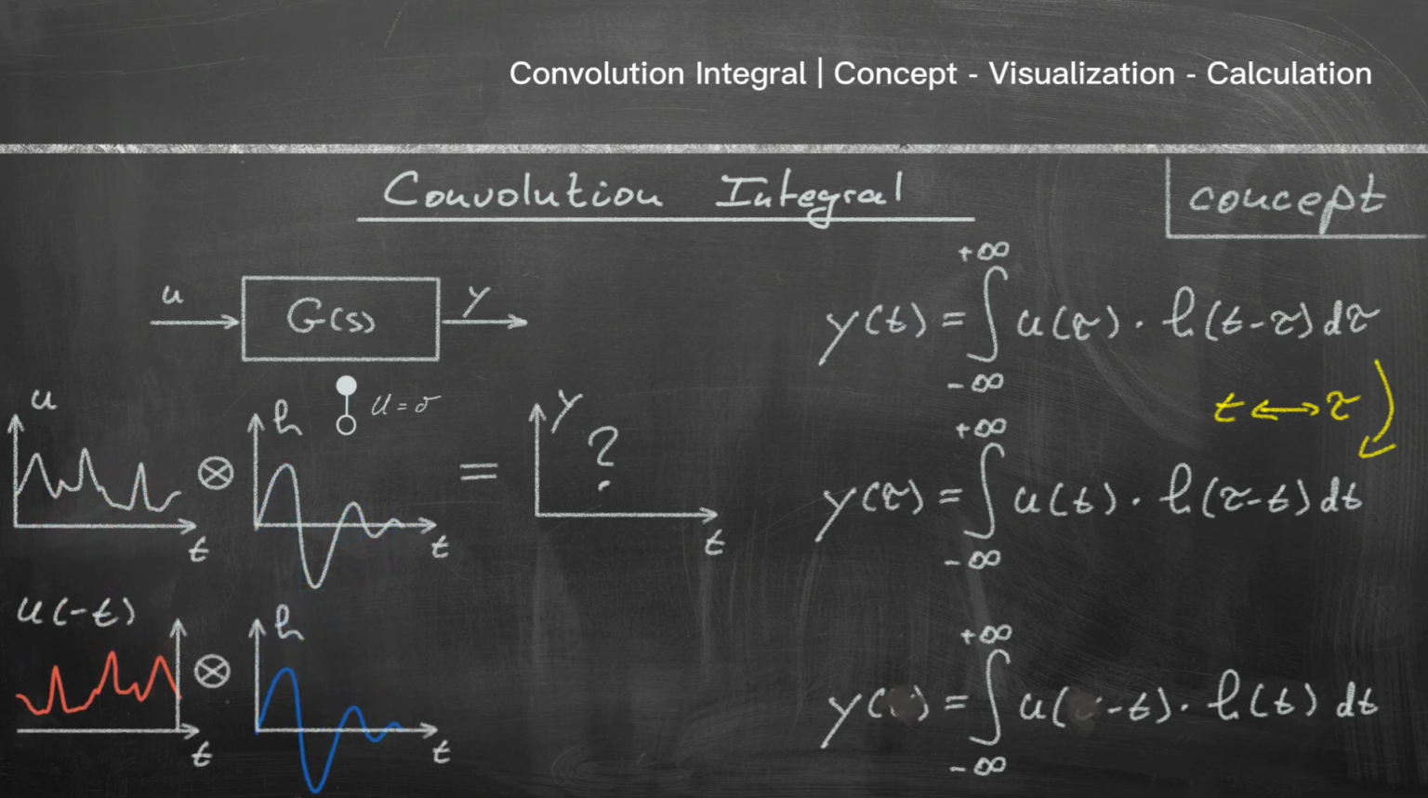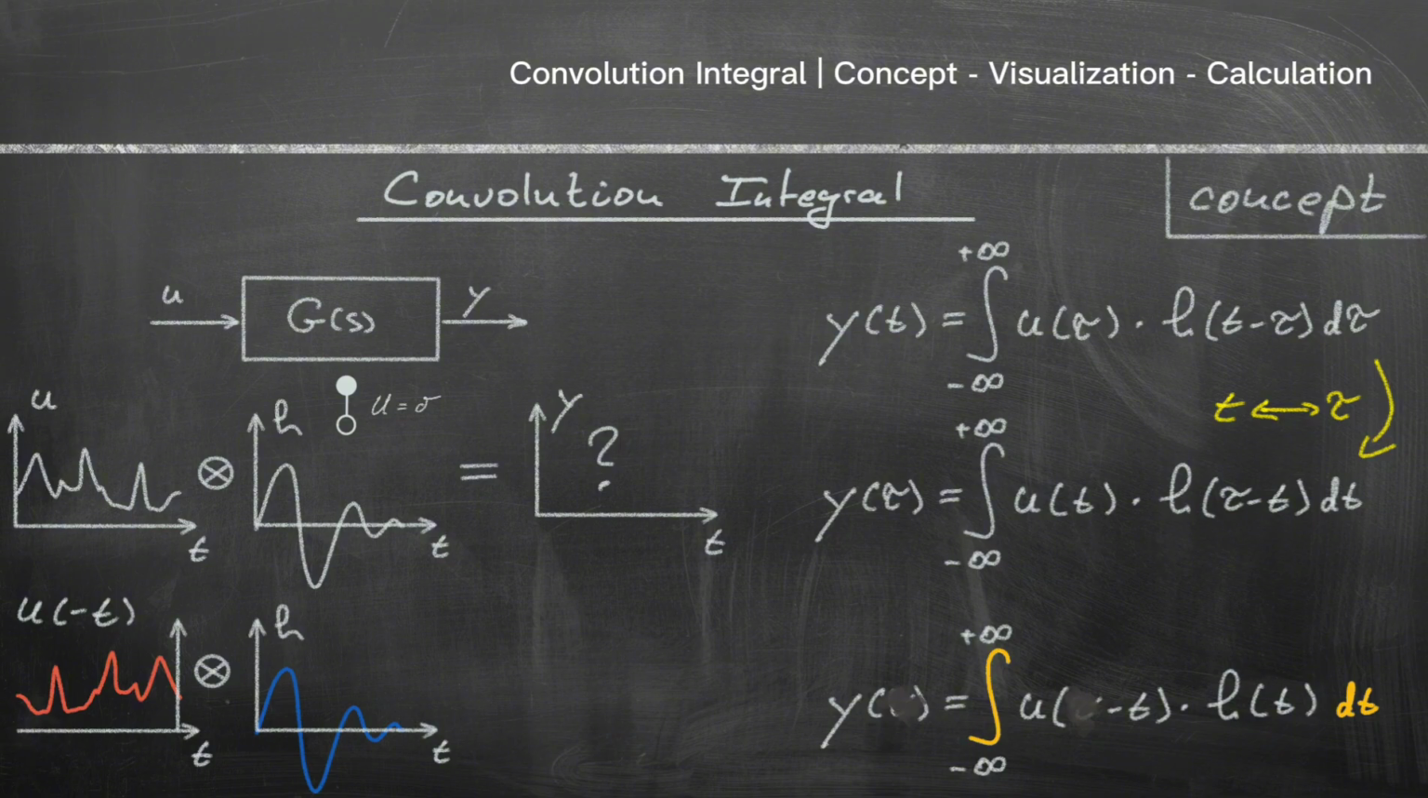The third component is the integral over dt. That means we are computing the area under the products of these two functions. As you know, an integral is always an area under a curve. When we multiply the two signals, we're looking at the area under the product of the two curves. And the process works as follows.